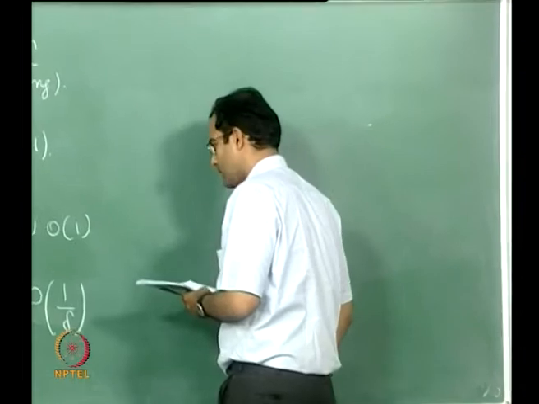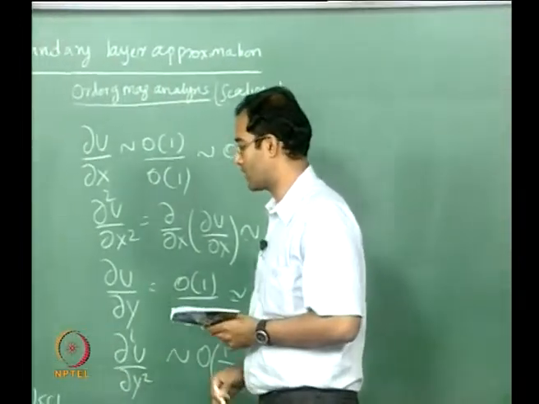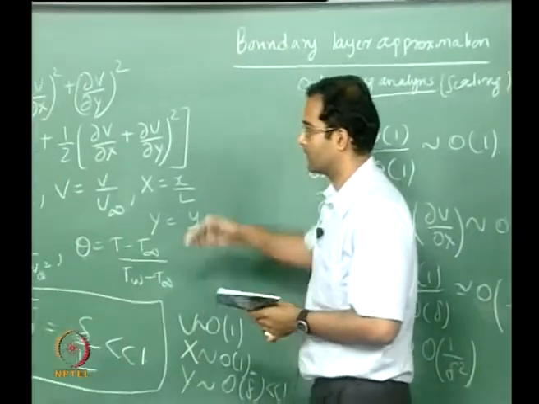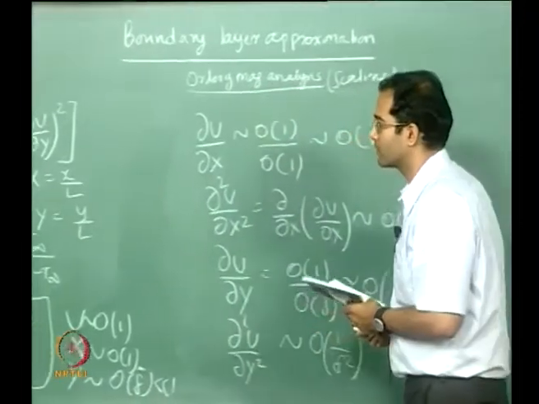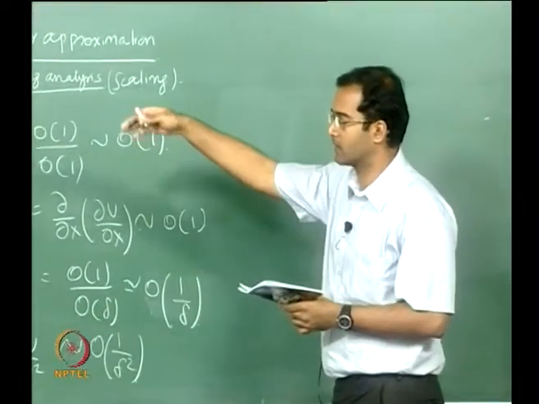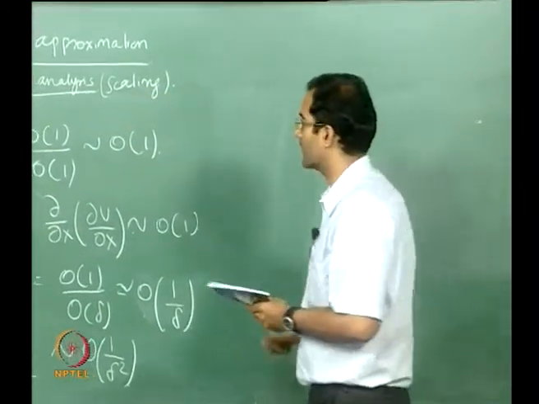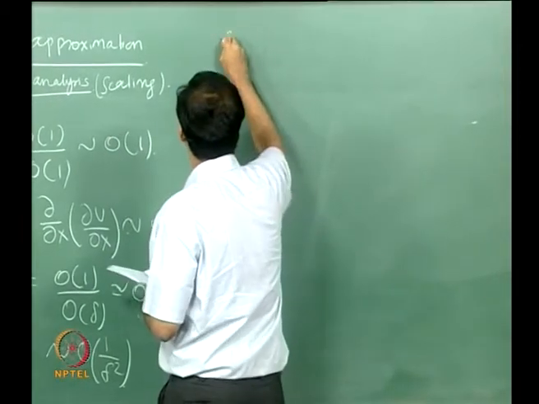Now we have to decide the order of magnitude of the v velocity. We cannot directly hypothesize that, so we have to use the continuity equation.